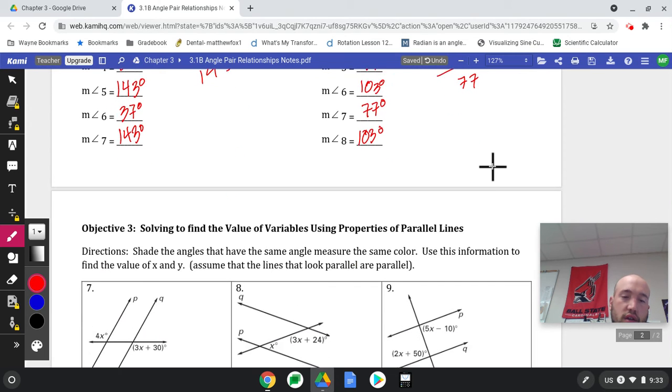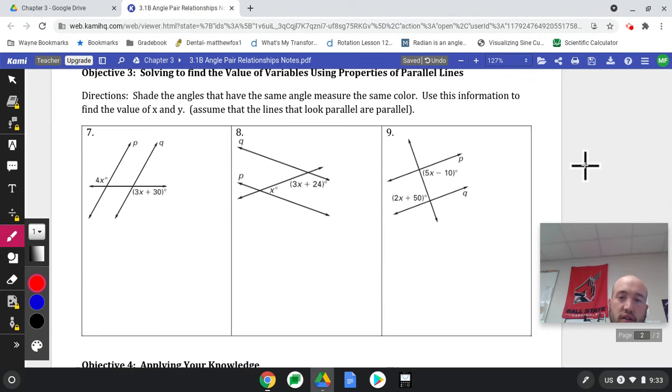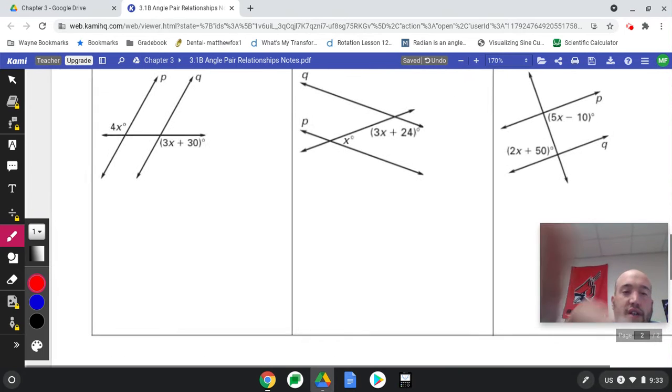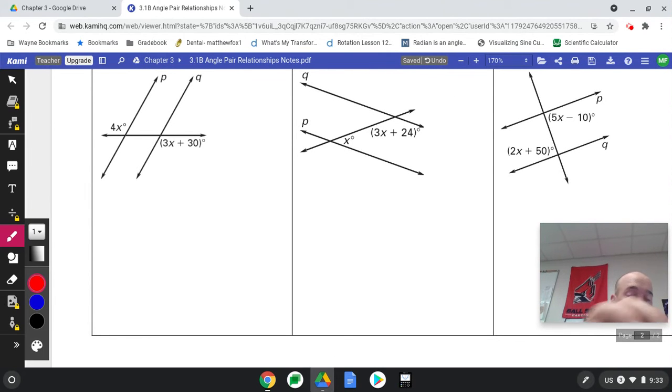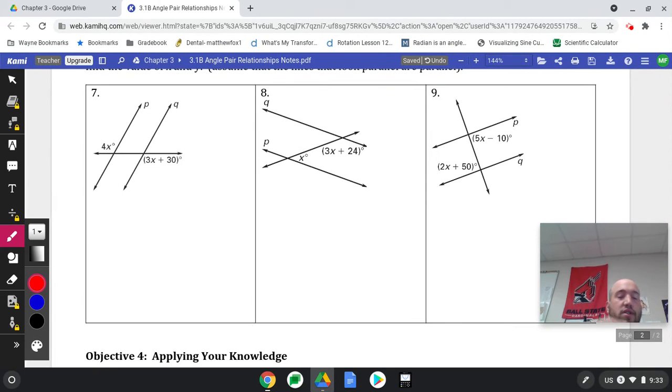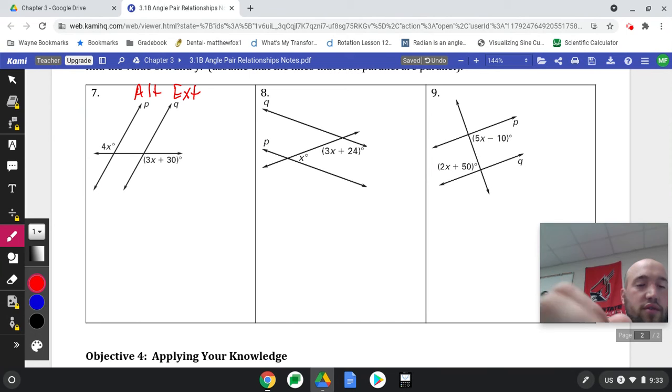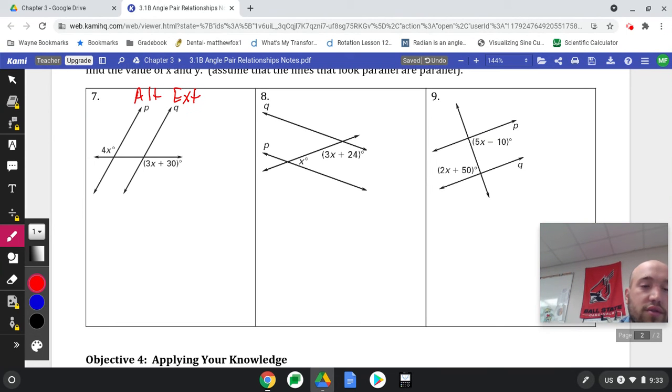All right. On to the back. We're going to solve a few of these. Once again, if you want to shade it in, you can. First thing let's do is identify what is the angle relationship. So on this one, they're on the exterior. They are alternate exterior. Hopefully you remember alternate exterior. They are going to be congruent to each other. So 4x equals 3x plus 30. We subtract the 3x, we're left with x equals 30, and we're done.